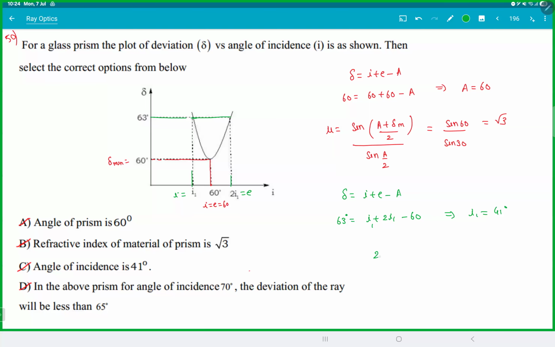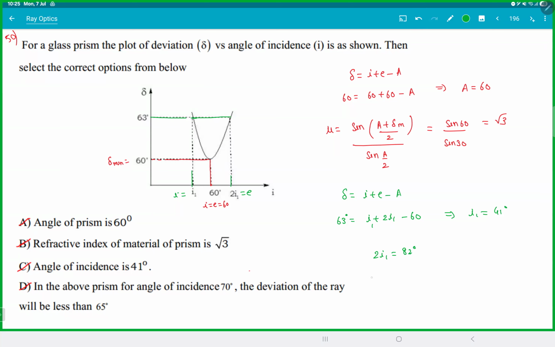What is 2I1? 2I1 is 82 degrees. That means this angle is 82, na? So 82 is giving 63. So shouldn't 70 give less than 63? Isn't it? There, that is all there in the graph.